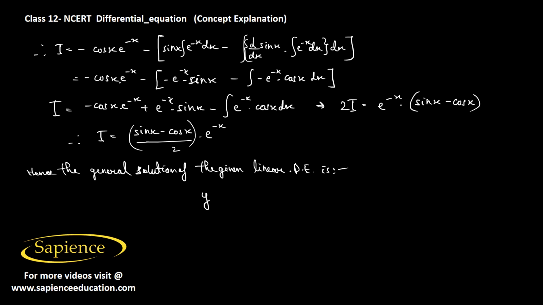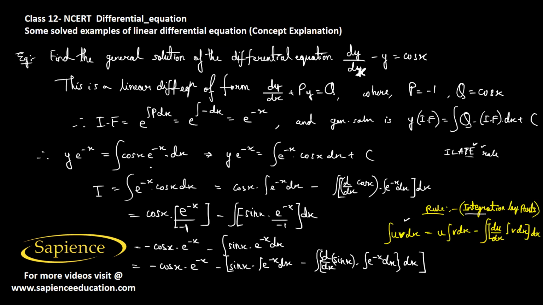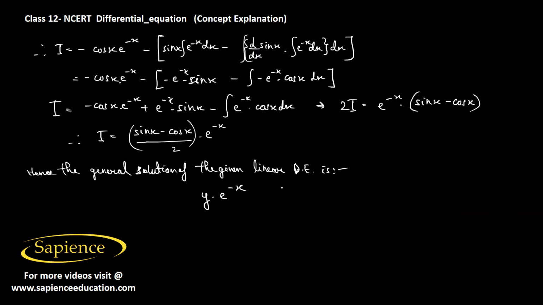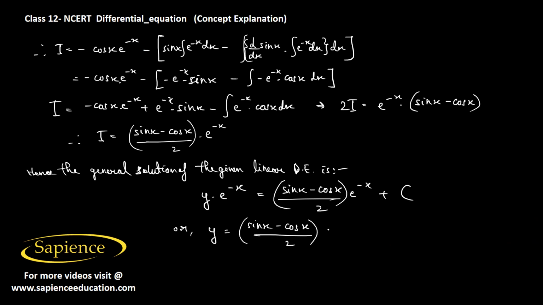y into e power minus x, it is y e power minus x, that is the integral I plus c. So that would be sine x minus cos x by 2 into e power minus x plus c. Or we can write it as y equals sine x minus cos x by 2 plus c into e power x, where c is some arbitrary constant. So this is the answer.